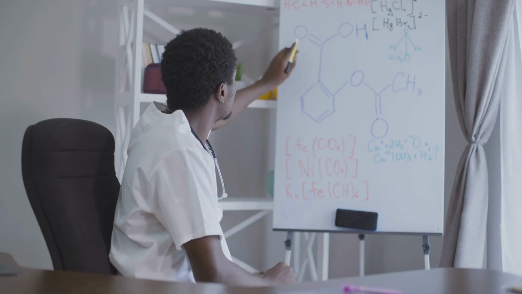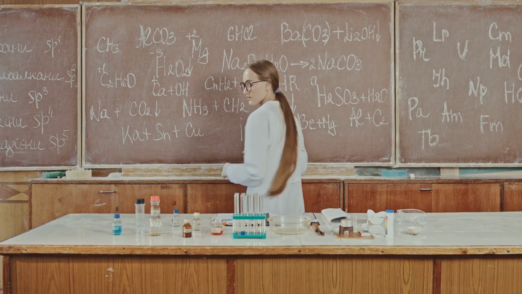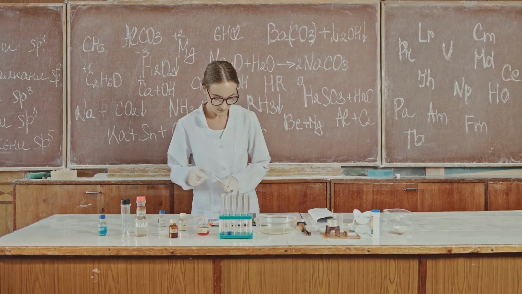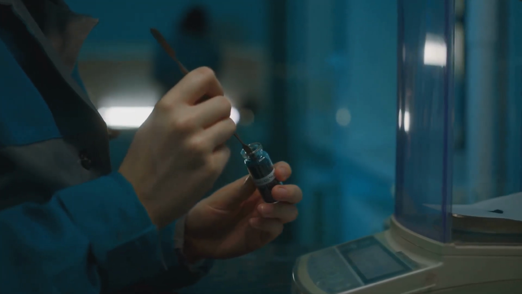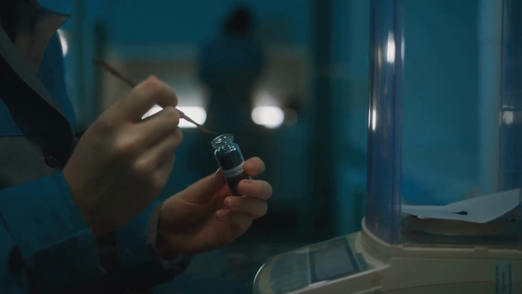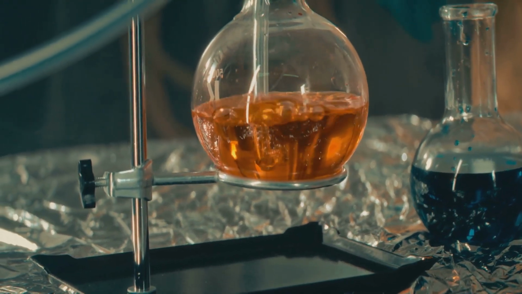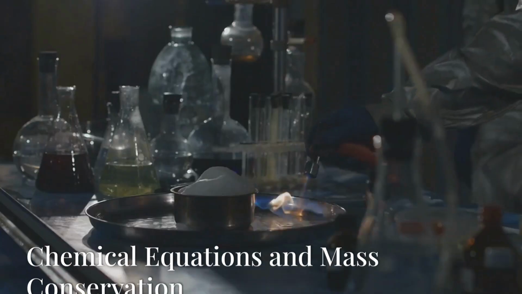Let's start by understanding what mass conservation means. Mass conservation is the principle that states that mass is neither created nor destroyed in a chemical reaction. This means that the total mass of the reactants must be equal to the total mass of the products. In other words, atoms cannot just disappear or appear out of thin air during a chemical reaction.